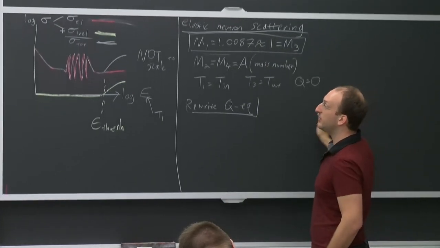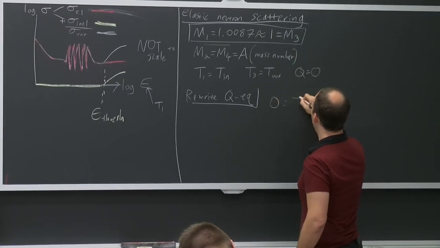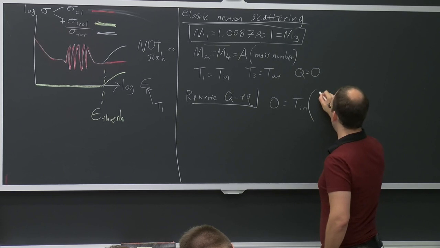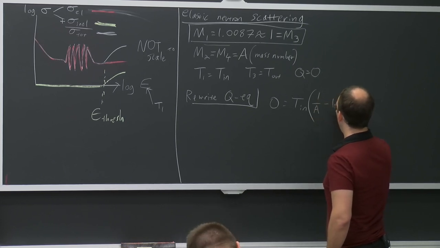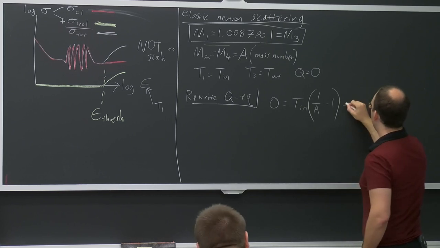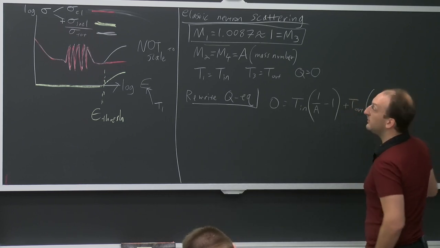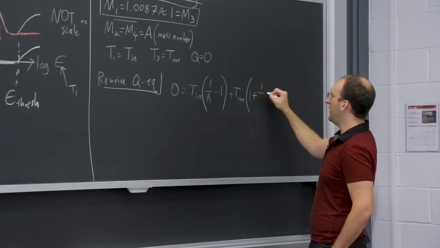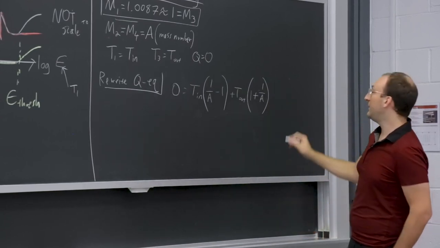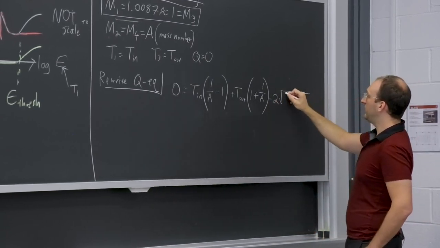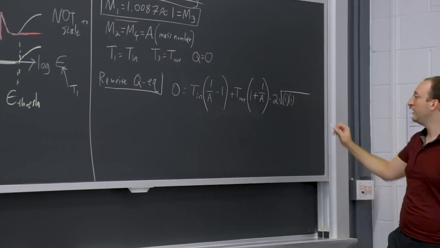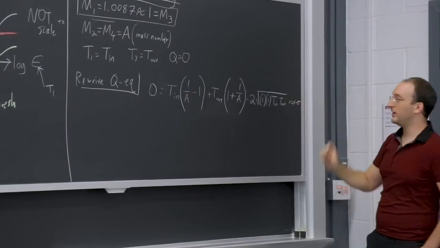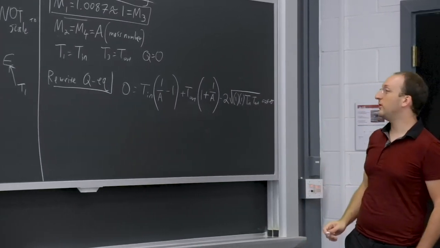So to rewrite the whole Q equation, we get 0 equals T in times M1 over M4, which is just 1 over A, minus 1, plus T out times 1 plus M3 over M4. M3 is also 1, M4 is also A, and minus 2 root M1 M3, they're both 1, T in T out, cosine theta. So this looks a whole lot simpler.